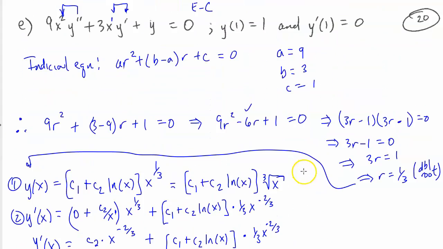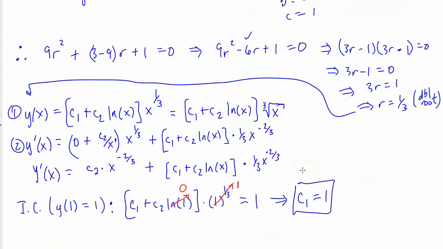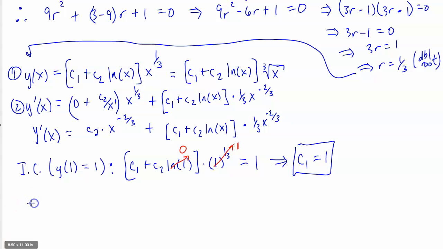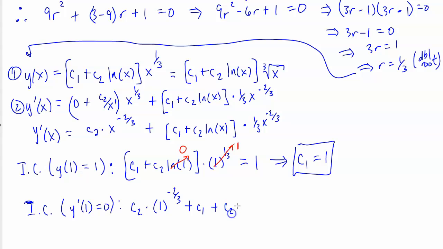So our second initial condition is that y prime of 1 is equal to 0. So we'll go ahead and test that now. Y prime of 1 is equal to 0. And so here, I'm just going to write everything that we have. So this will be C2 times 1 raised to the minus 2/3 plus C1 plus C2 natural log of 1. All that times 1/3, 1 raised to the negative 2/3. And all of that will end up equaling 0.